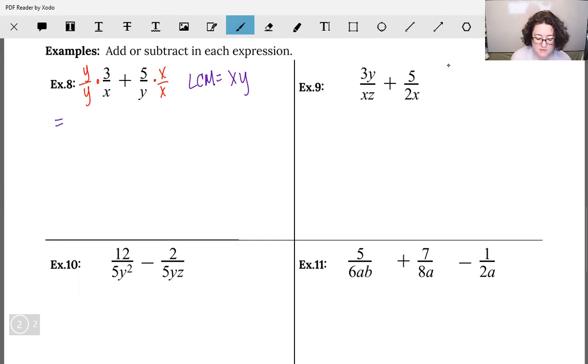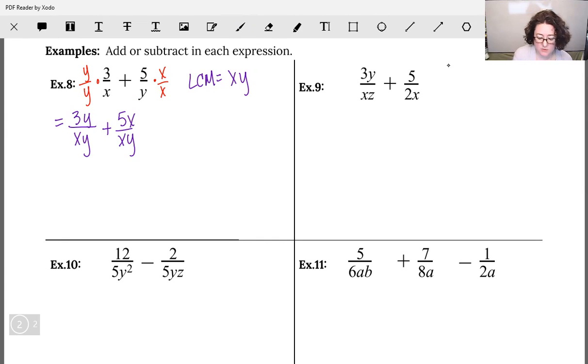And I always like to represent them when I have multiple variables. I tend to go alphabetical order. So I am going to list these as xy in the denominator. First expression now is a 3y over xy. Second expression is a 5x over xy. Now again, I don't want to simplify out at this point. The whole point of multiplying in those extra factors was to make sure we had the same denominator. So we now have that.